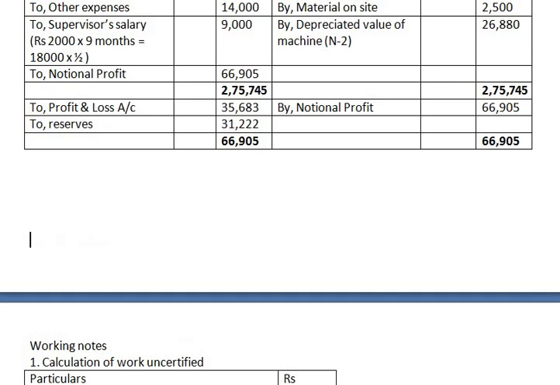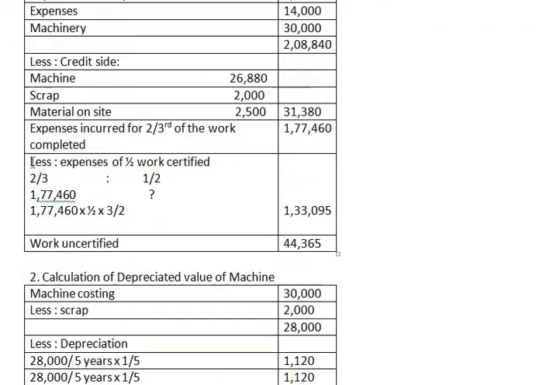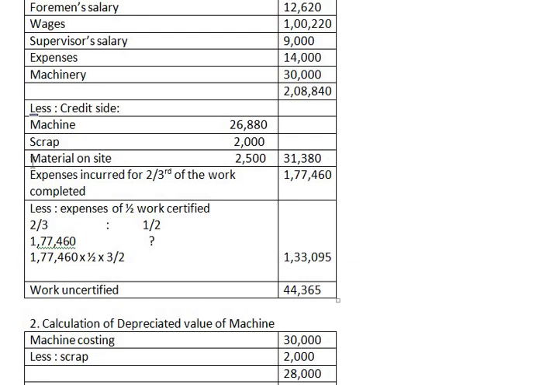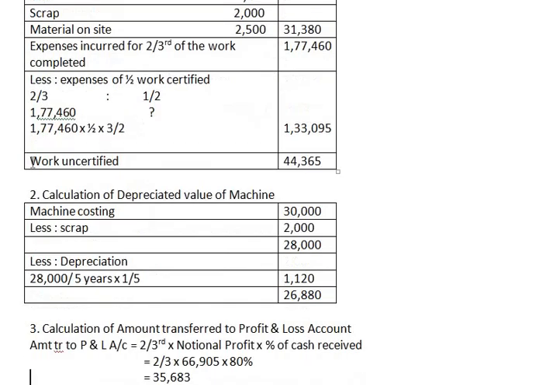Okay, I hope everybody has understood this problem. To calculate work uncertified, what we have done is debit side total minus credit side total, then how much work is completed. Now work certified is already given, half of the work is certified, so how much expenses is incurred for that. So we will deduct, then whatever amount is left out, that will be your work uncertified.